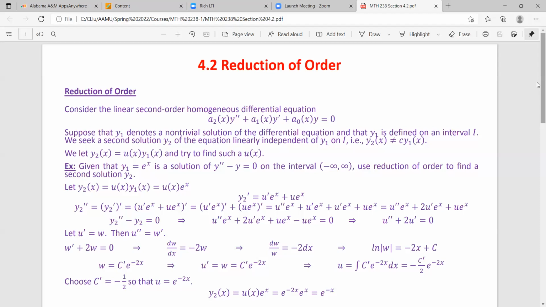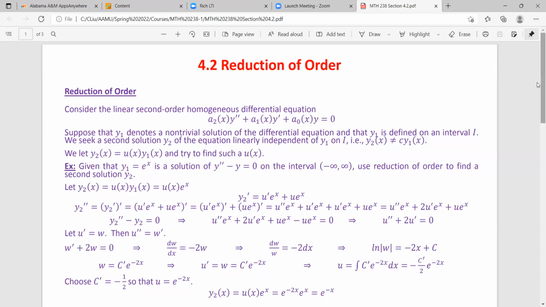So then we get the y2, because y2 is just u times e to the x. So that's e to the negative 2x times e to the x, because the u is negative e to the negative 2x. So that will give us e to the negative x. So at the end, the solution for the problem is just e to the negative 2x. So that's another solution of the differential equation linearly independent of y1.